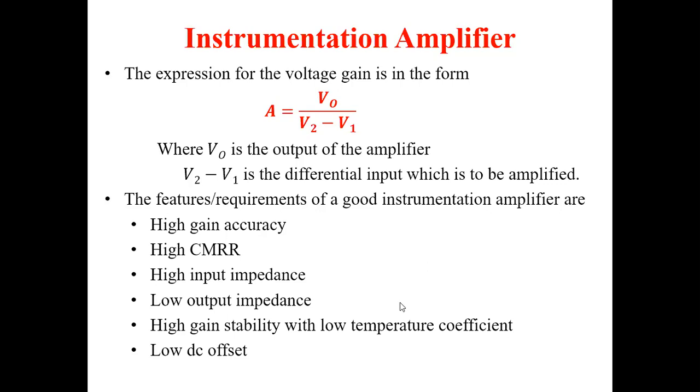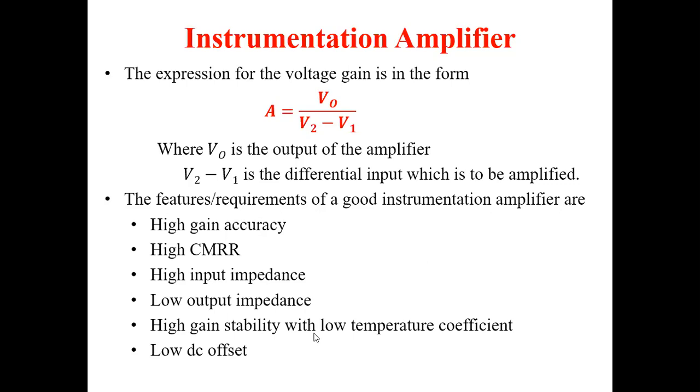That is, whenever there is a change in temperature, the gain will have the same value. There will be no change in the gain. So that is nothing but high gain stability with low temperature coefficient, and low DC offset. Low DC offset. So what is meant by offset?